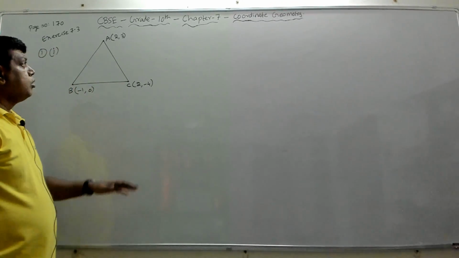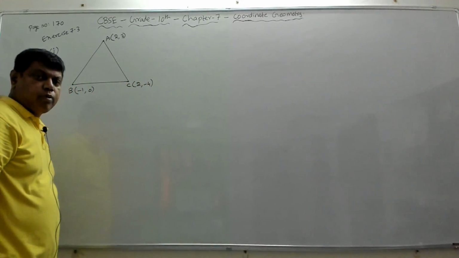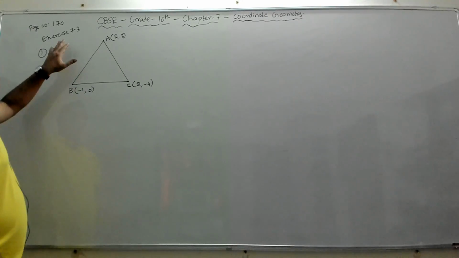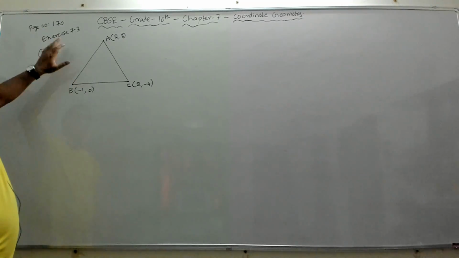In this video, we'll continue with the chapter Coordinate Geometry, which is chapter 7 from your 10th standard CBSE Mathematics. We'll start with the next exercise, which is exercise 7.3 in page number 170 of your textbook.